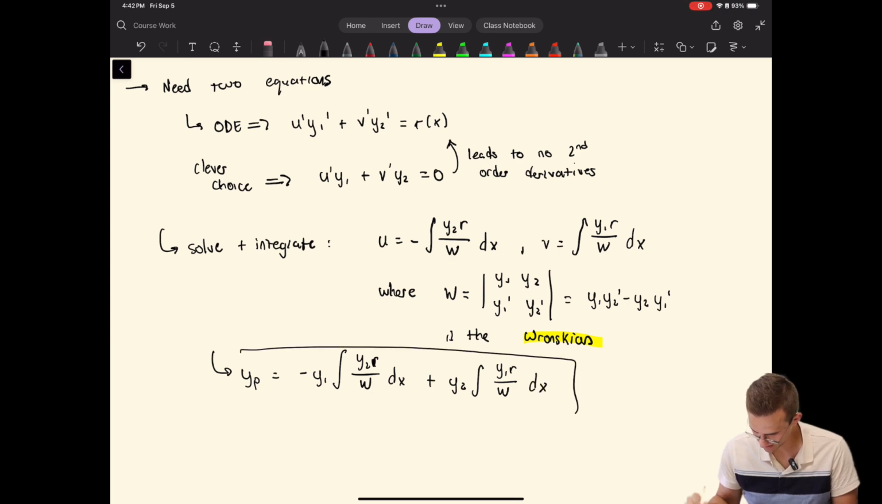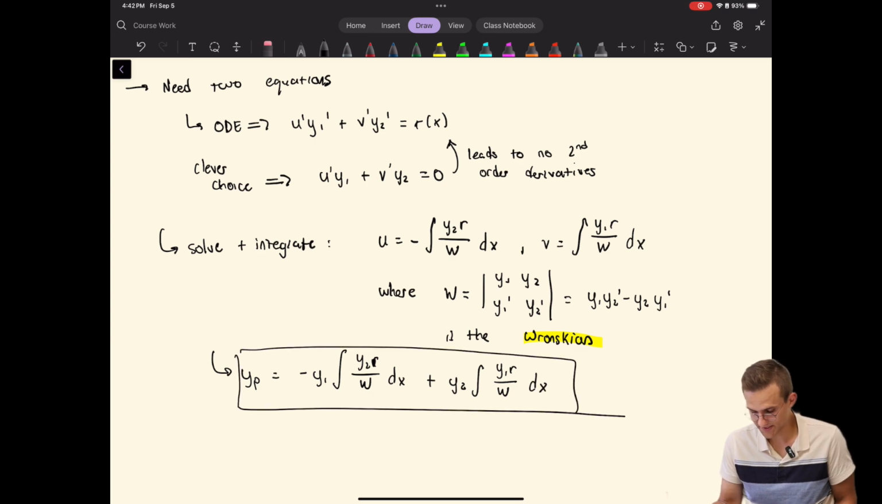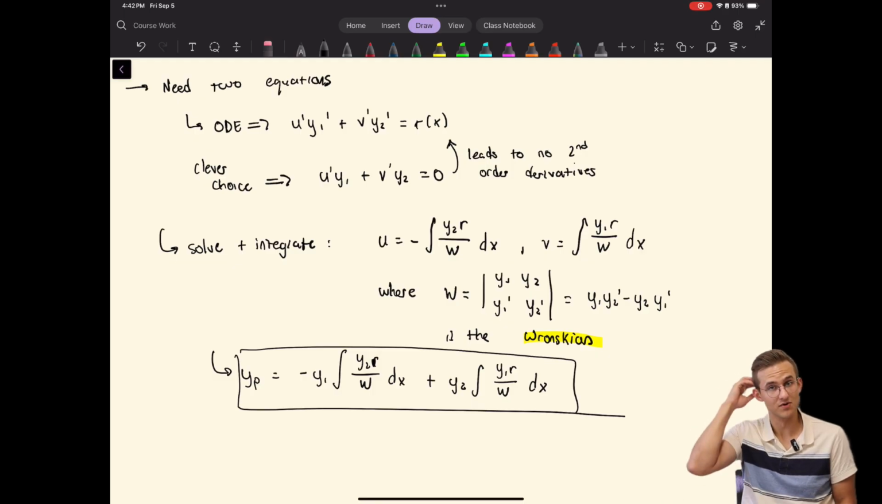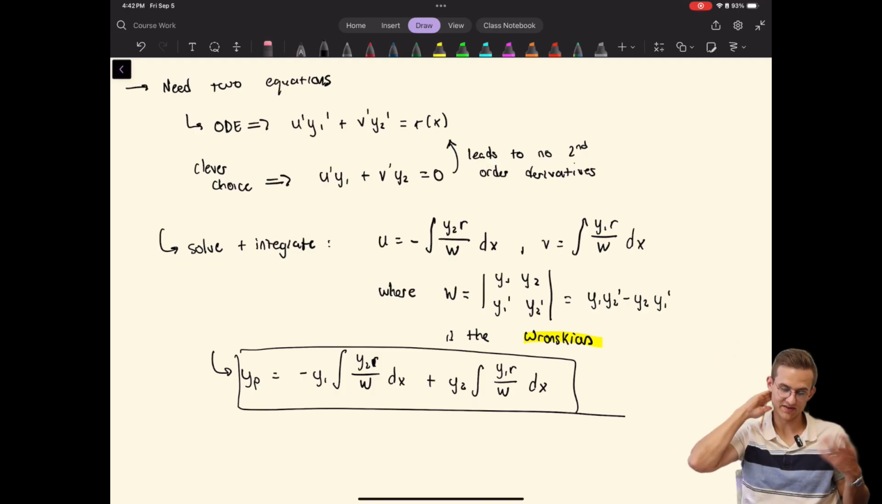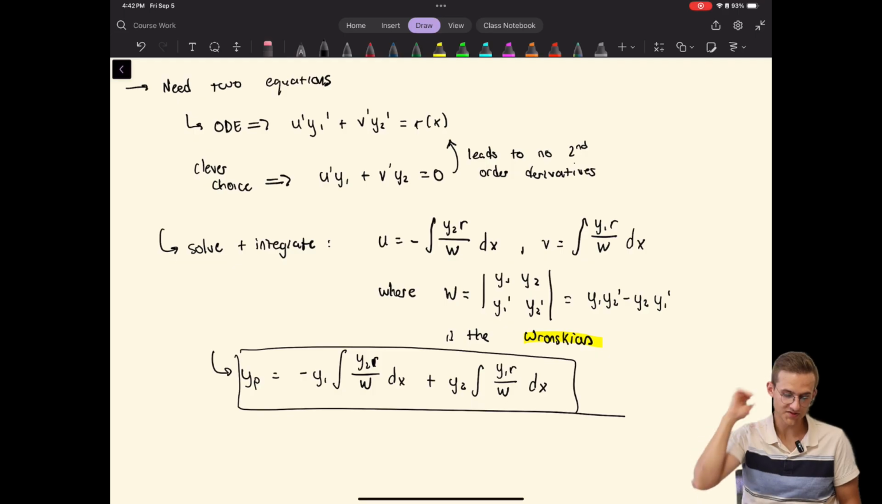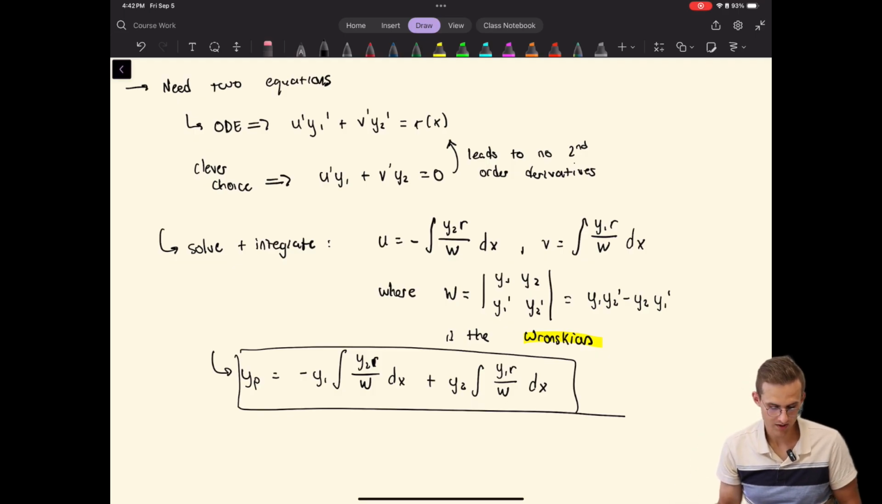Okay? And you know, sometimes the Wronskian ends up being a really simple function, and it plays well with y1 and y2, like when you have a lot of exponentials involved. So this method can be very simple, but most of the time you should go with the characteristic equation first.